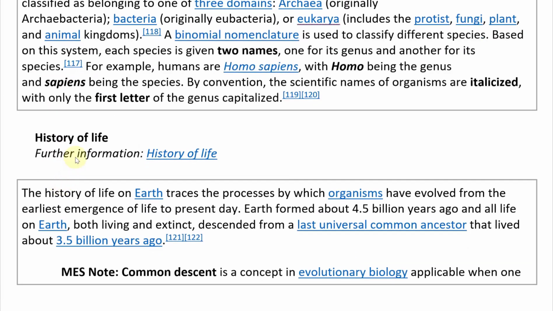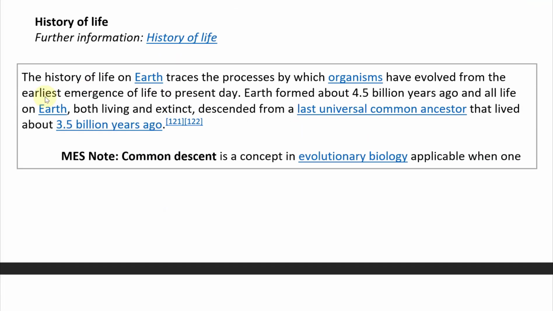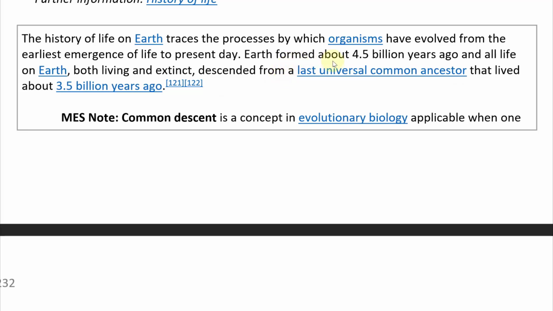History of life. For further information, as always, you go to the individual Wikipedia article, History of Life. So the history of life on Earth traces the processes by which organisms have evolved from the earliest emergence of life to present day. Earth formed about 4.5 billion years ago, and all life on Earth, both living and extinct, descended from a last universal common ancestor that lived about 3.5 billion years ago. All right, lots of billions of years.